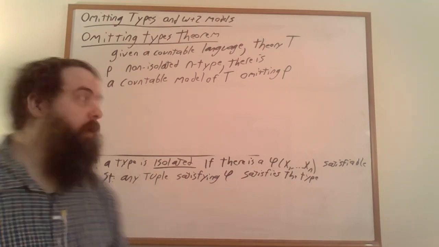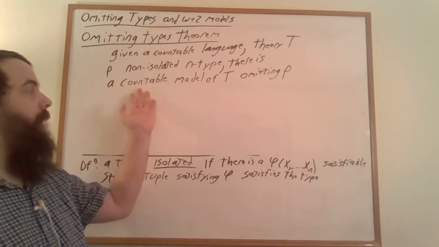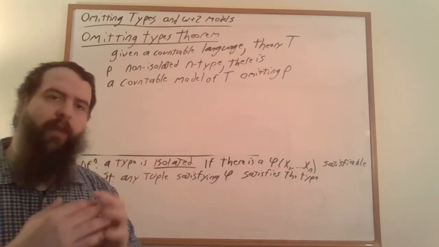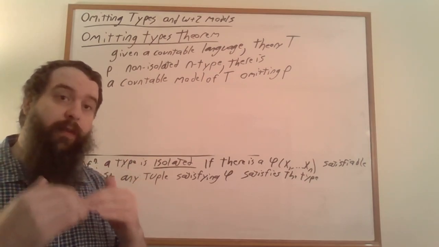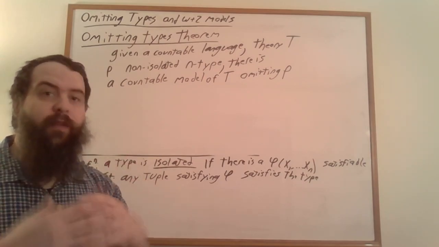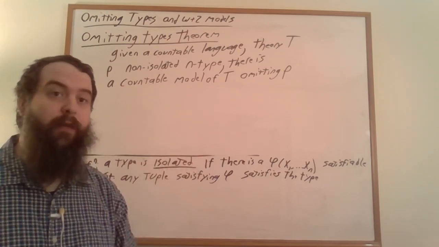As a bonus, though, we know that the resulting model has to be countable, because if we've only added in finitely many elements at each stage, and there have only been countably many stages, as a result the structure is going to be countable.